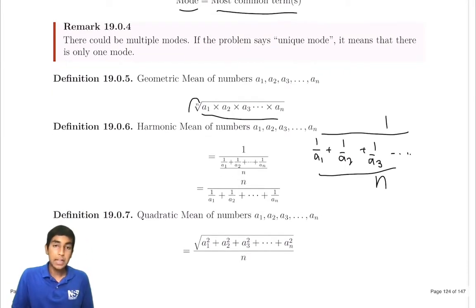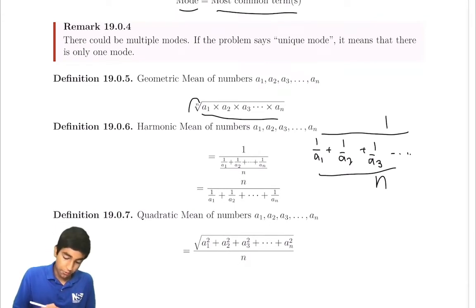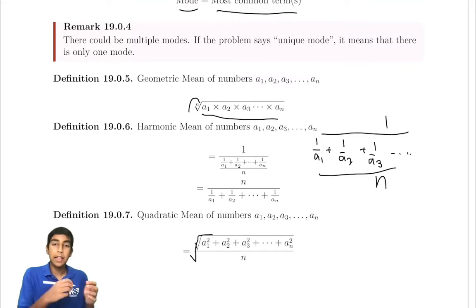The quadratic mean: to get the quadratic mean, all you have to do is take the average of all the squares. So you take the sum of all the squares divided by n, and then take the square root of that.